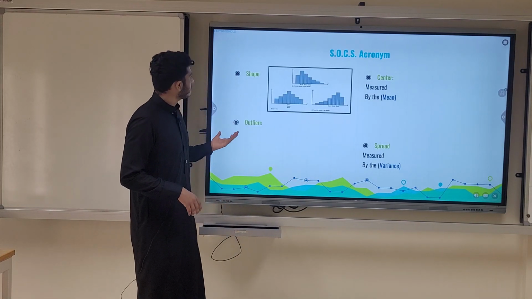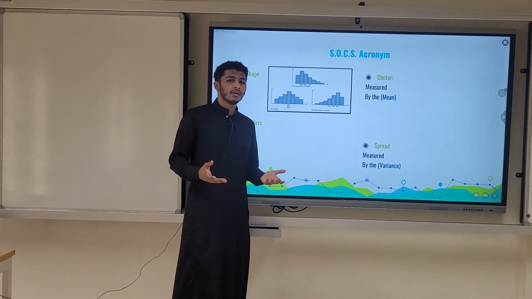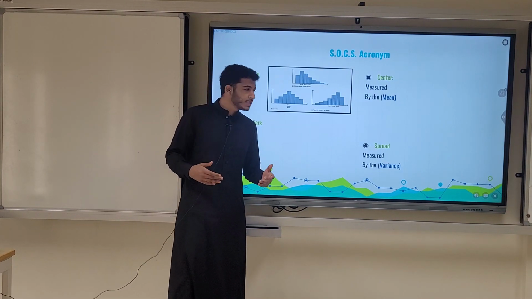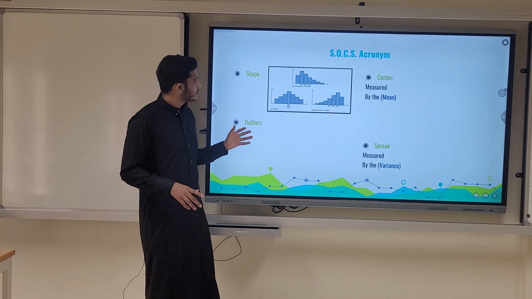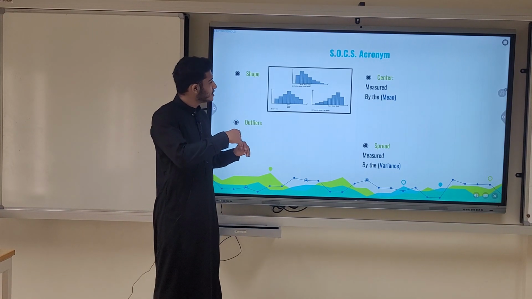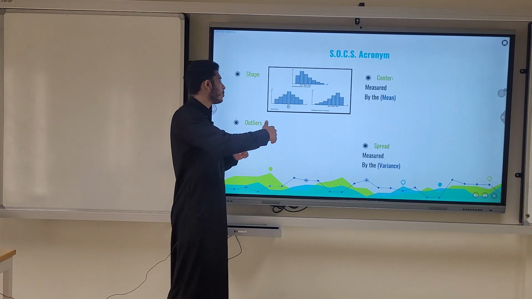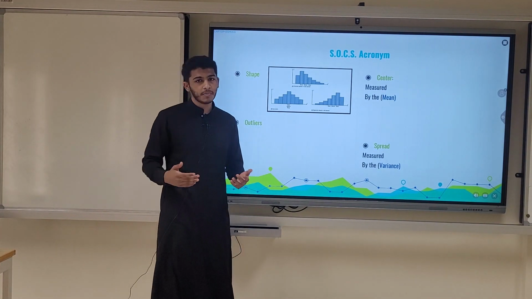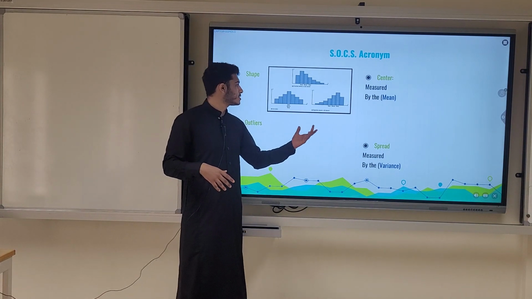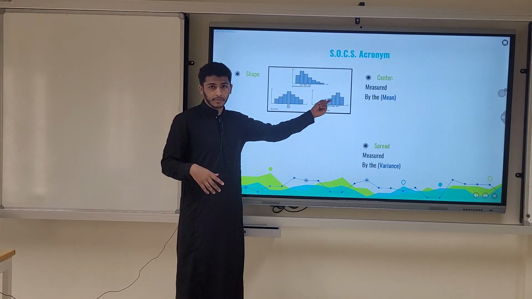Well, the shape can tell you a lot about the graph. For example, let's take this shape. This shape tells you that your data is leaning towards higher values. You can make of this fact whatever you want. Maybe you are looking at the grades of students, and the higher the grades, the better.